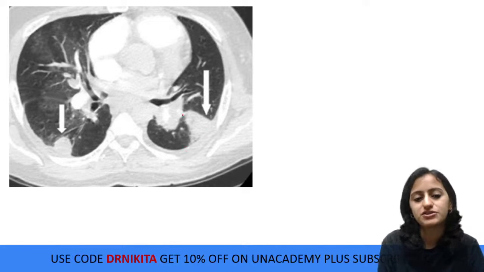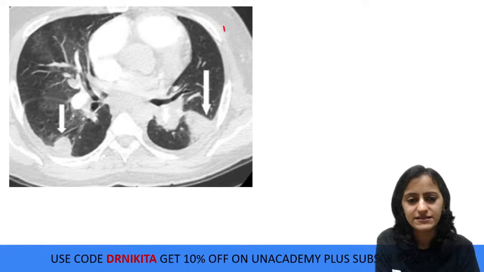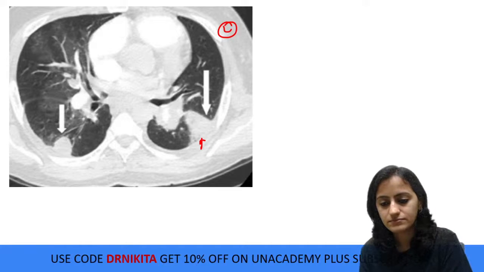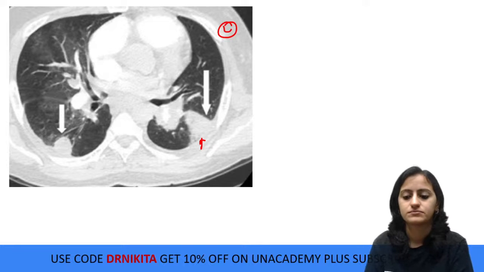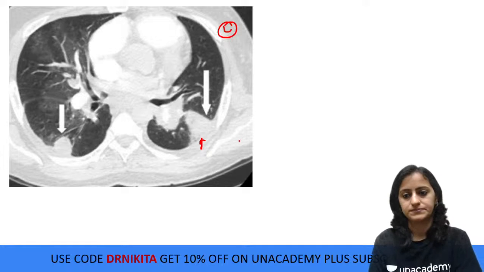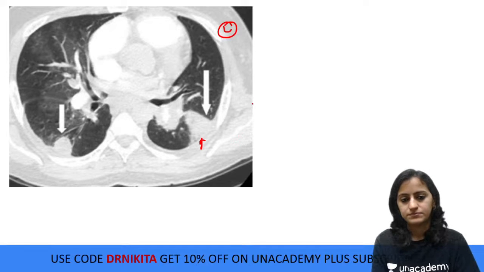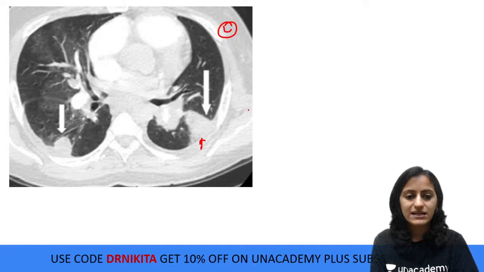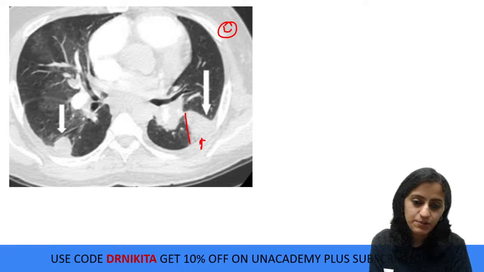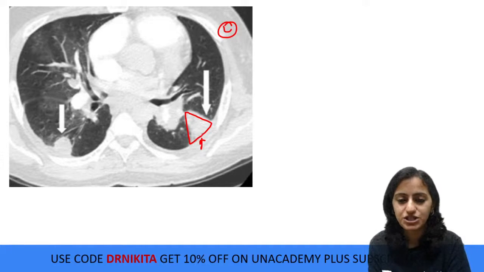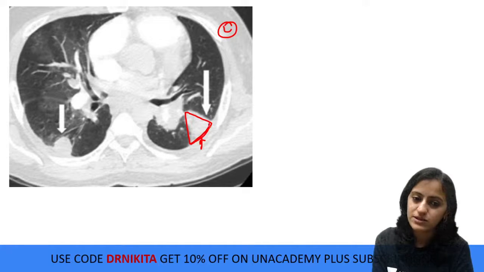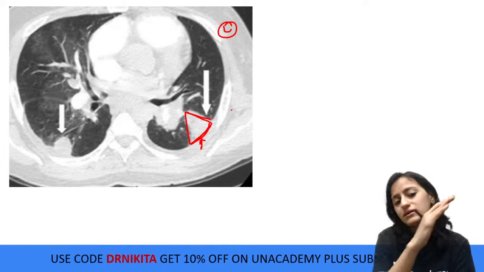What do you think this image is showing? This is classical on the left side. What are we seeing here? But look at the classical shape of the consolidation that we have here. What is the shape of the consolidation? The classical shape, that is your triangular shape with the base towards the periphery and the apex towards the central part.